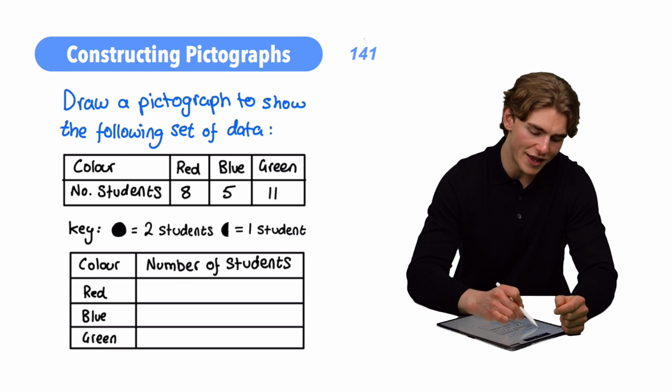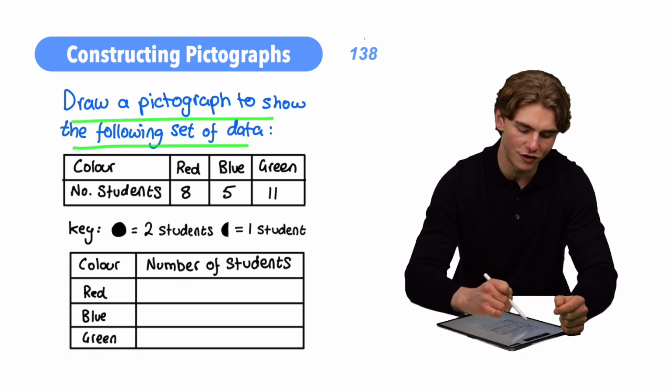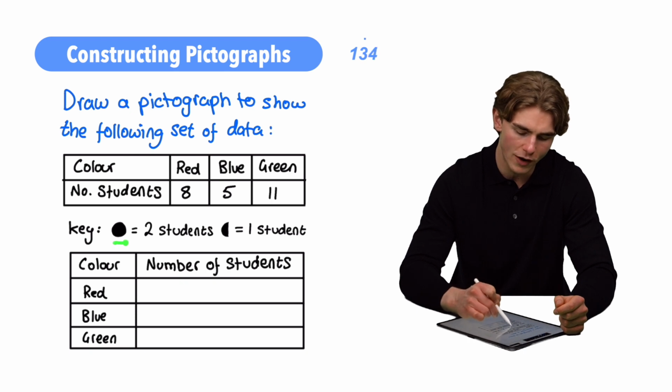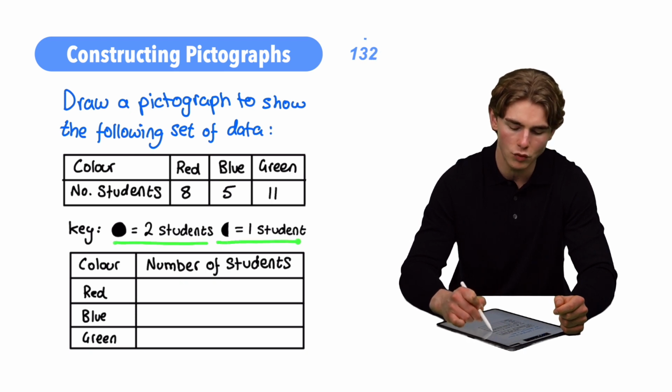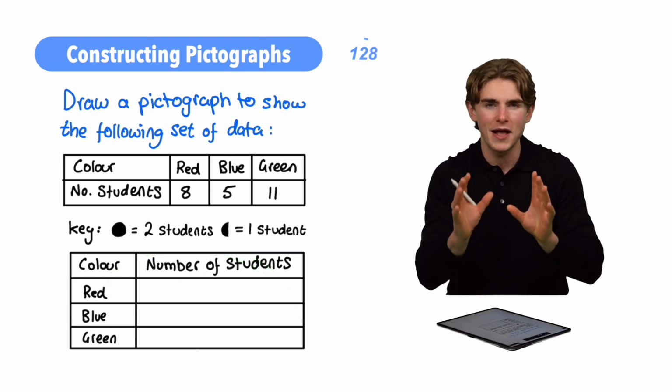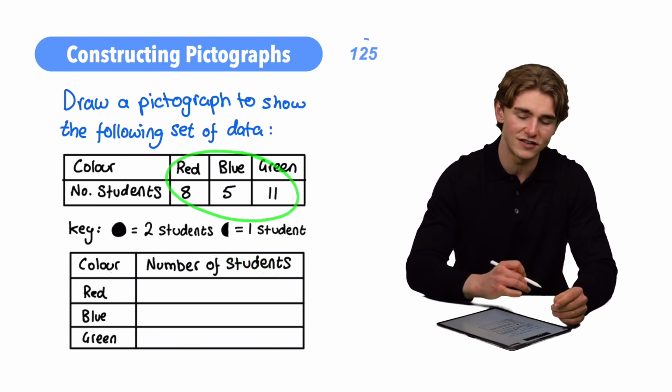The question says, draw a pictograph to show the following set of data. We're given a table of data up at the top. We're given a key which tells us that one circle represents 2 students and a half a circle represents 1 student. And then we're given a table down here to draw our circles in, making sure that we represent the data at the top. What are we going to do?